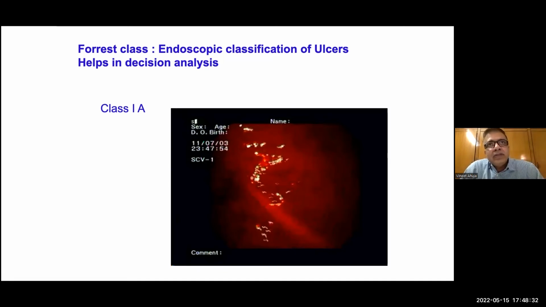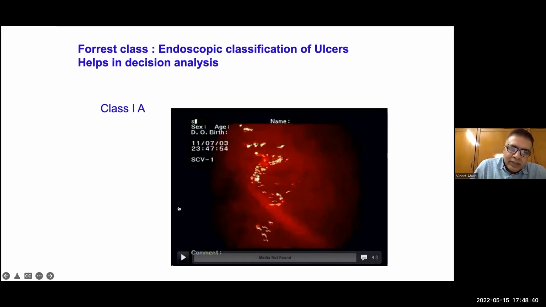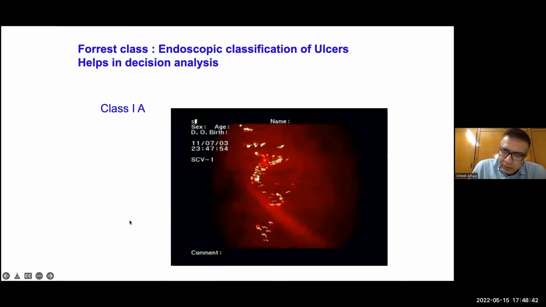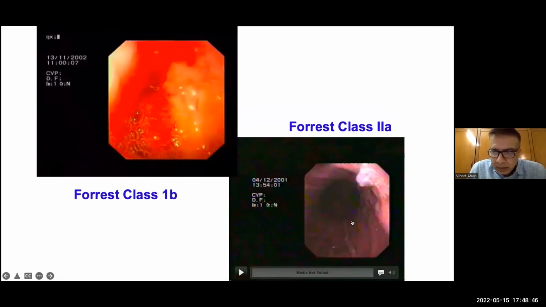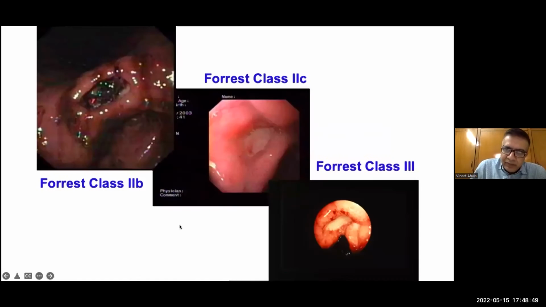If you find an ulcer, you grade the ulcer, peptic ulcer, gastric ulcer, duodenal ulcer, on the basis of the Forrest classification. It has class 1A, where there is an active spurter. Class 1B, where there is active ooze. Class 2A is where you may find a visible vessel. Class 2B is an adherent clot. Class 2C is a pigmented spot. Class 3 is just a clean base.